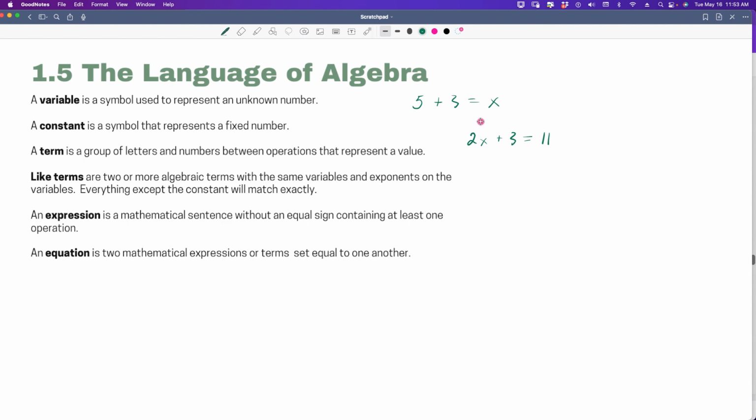So letters and numbers together, numbers by themselves, letters by themselves, anything in between operations that are grouped together are considered terms. Now, like terms are two or more algebraic terms, so these are all algebraic terms, with the same variables and exponents on the variables. So everything except constants will match exactly.